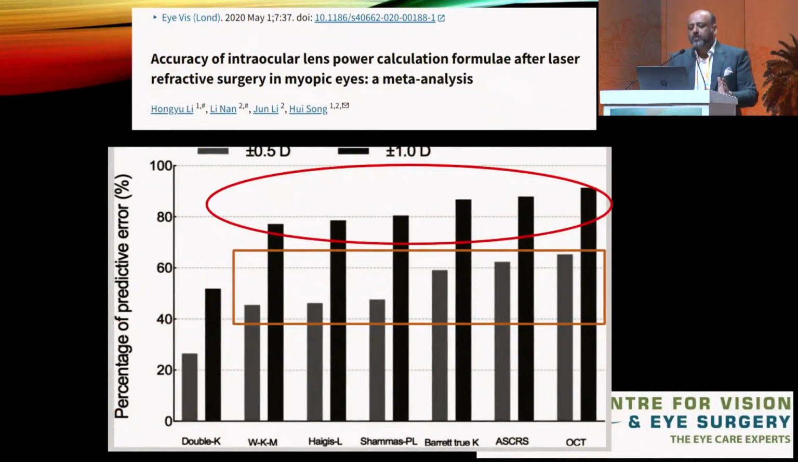Now, the other important point is this is a meta-analysis, wherein they looked at the accuracy for 0.5 and 1 diopter. And I feel if you have a normal eye, 0.5 probably makes sense. As eye surgeons, I feel we need to be kind to ourselves and accept that +1, -1 is a better range for these challenging eyes.